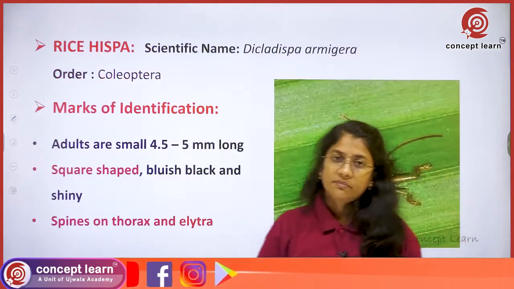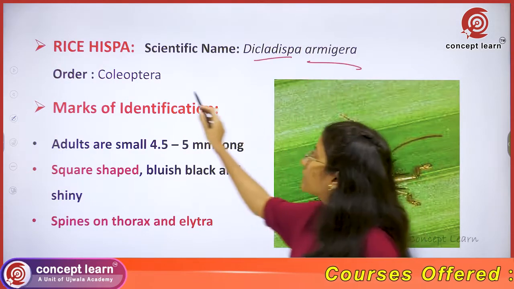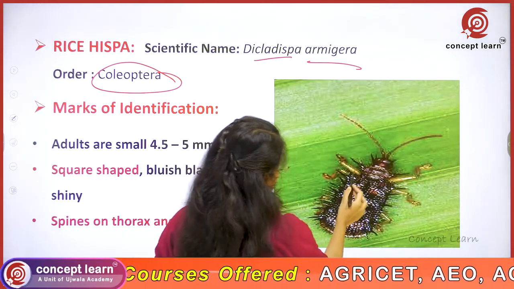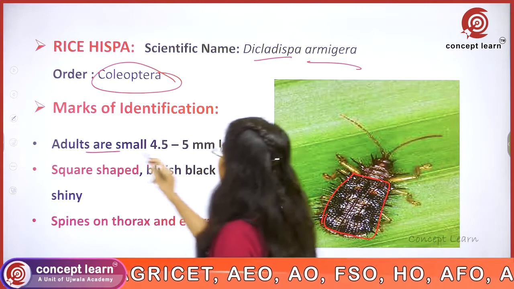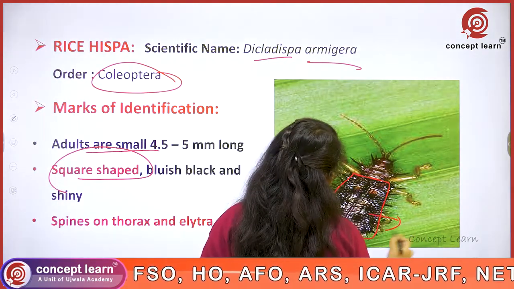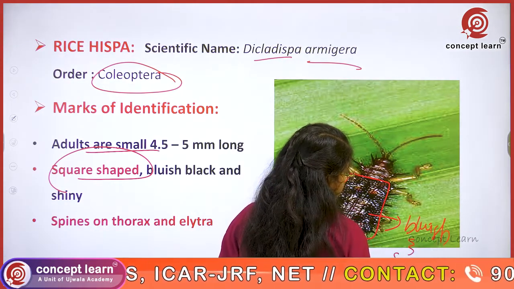Coming to the next pest, that is the rice hispa. It is known as Dicladispa armigera, and it belongs to the order Coleoptera. This is the adult image. The adults are usually very small and square shaped. You can see that they are very shiny in appearance, bluish in color and shiny.